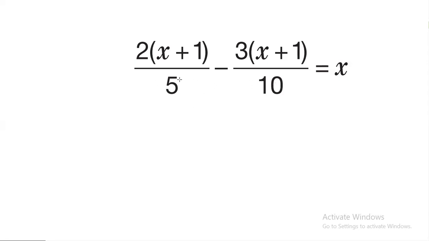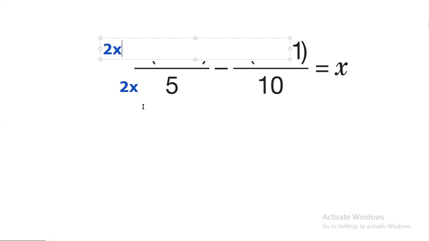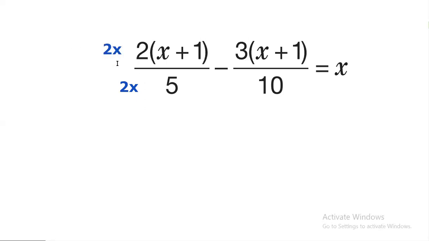I don't have to multiply them both. I can make it easier by turning this 5 into a 10. How do I turn a 5 into a 10? Very good. By multiplying this by 2. And because I multiplied the denominator, I have to multiply the numerator like this. Now, multiplying by 2 will give me a fraction that has a 10 in the denominator.